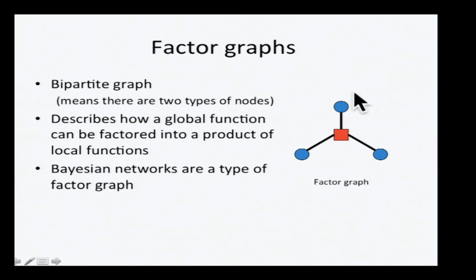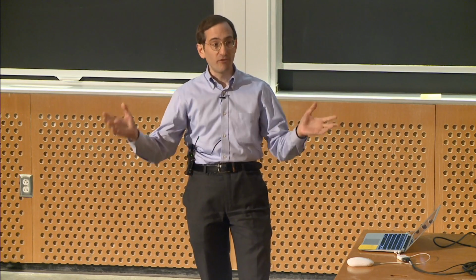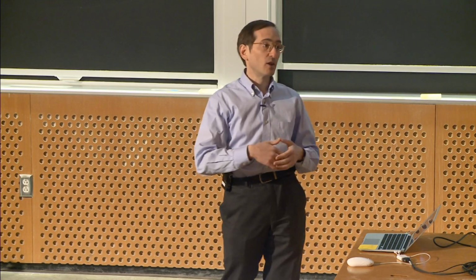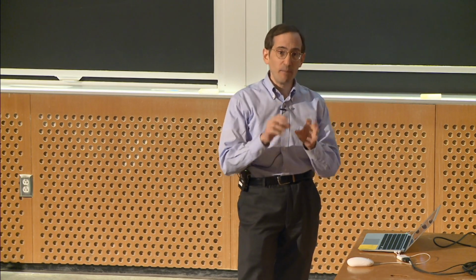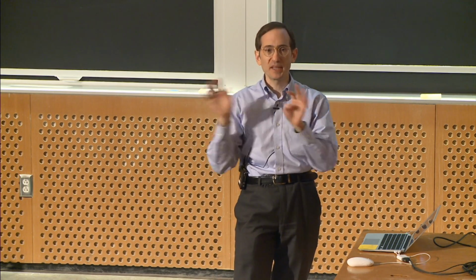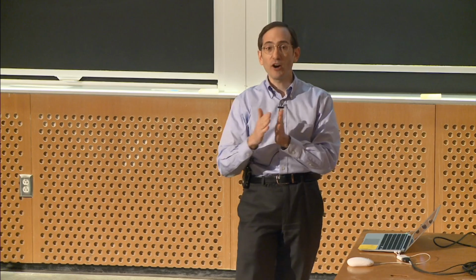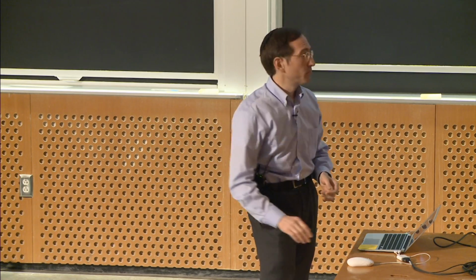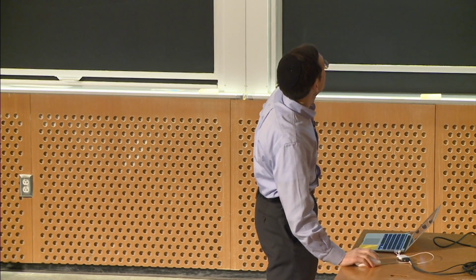Well, again, they're bipartite graphs. They always have these two different kinds of nodes, the random variables and the factors. And the reason they're called factor graphs is they describe how the global function, in our case it's going to be the global probability distribution, can be broken down into factorable components that can be combined in a product to look at what the global probability function is.